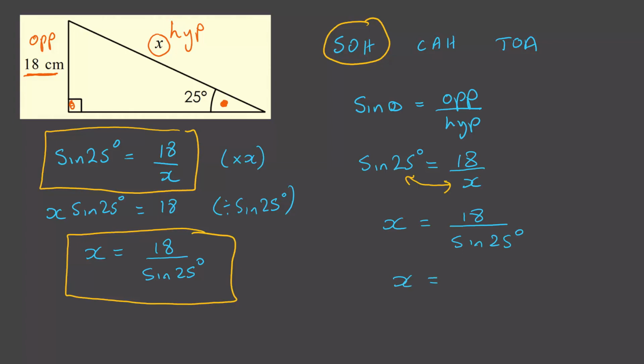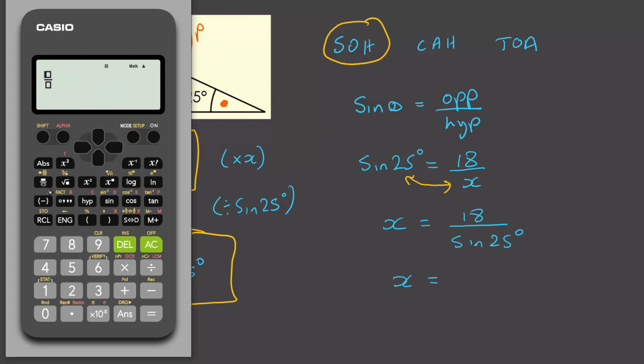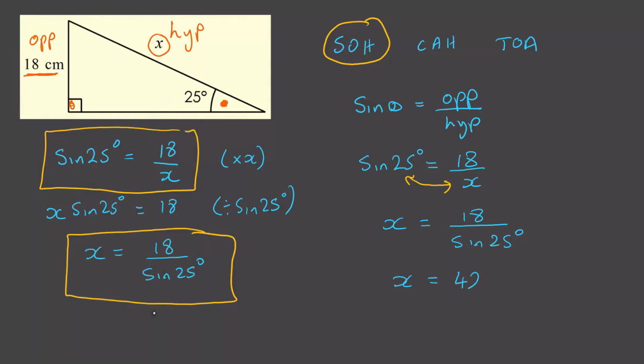And then calculate. So we've got 18 divided by the sine of 25, and I'll call that 42.6 centimeters, correct to one decimal place. Always remember, follow the rounding that your question asks for.